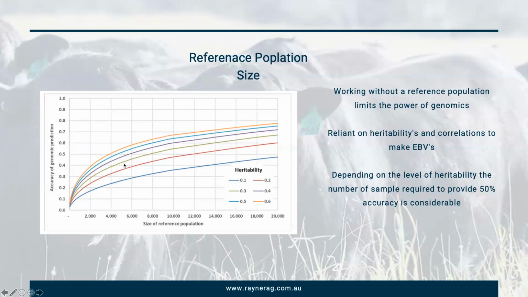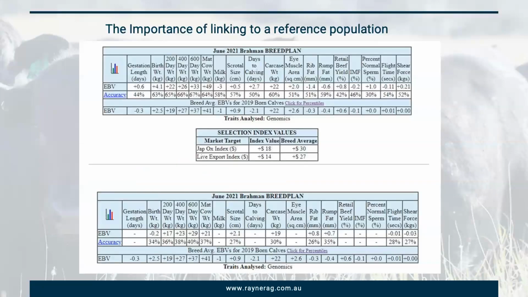But if you're able to add into that a link to a reference population or some other genomic information and data, you start to change that level of accuracy to something that becomes much more useful and gives you greater confidence to start to use. So when we look at this importance, just to finish it off, in terms of those questions about having a link to a reference population.